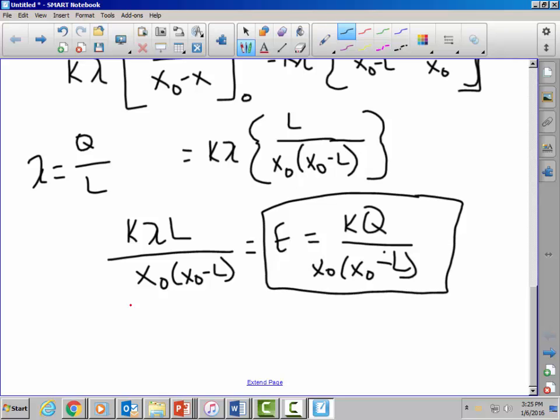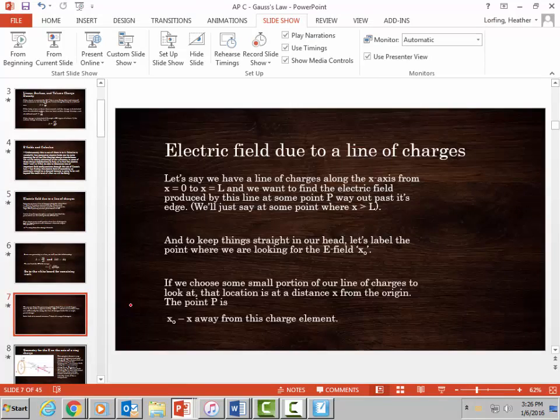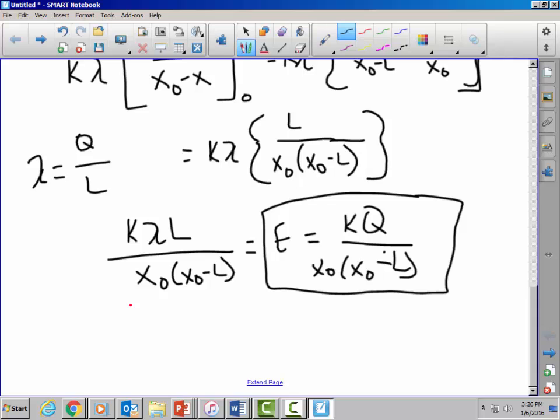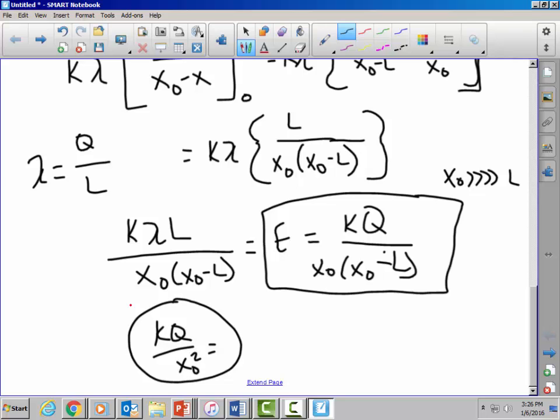So the question that is going to arise here from all of this is, what happens if x naught is much larger than L? Well, at that point, essentially your L becomes nothing, or 0, and you end up with kQ over x naught squared, which is our typical formula for electric field. So essentially what this is saying is that regardless of your geometry or your setup, if you go super far away from the object, you can treat that object, whatever it is, like a point charge.